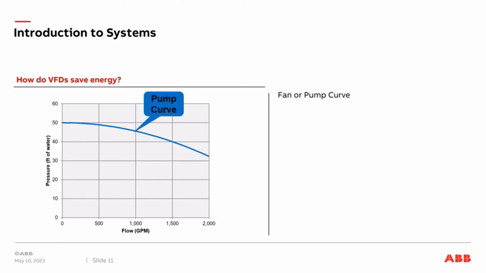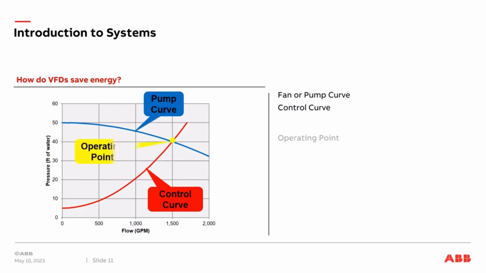We are going to look at a fan or a pump curve. In this example, we're going to talk through this as a pump curve. The pump curve is graphed here, and has to do with the amount of pressure versus the flow in gallons per minute. Pressure is on the y-axis, flow is on the x-axis. We have something called a control curve. The control curve is set depending on the speed of the pump. Where the control curve meets the pump curve, that's the operation point.